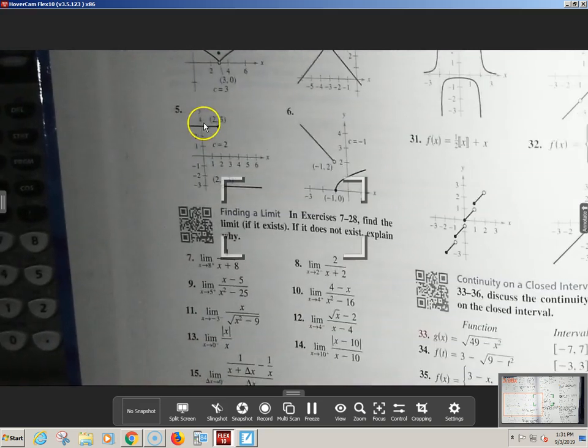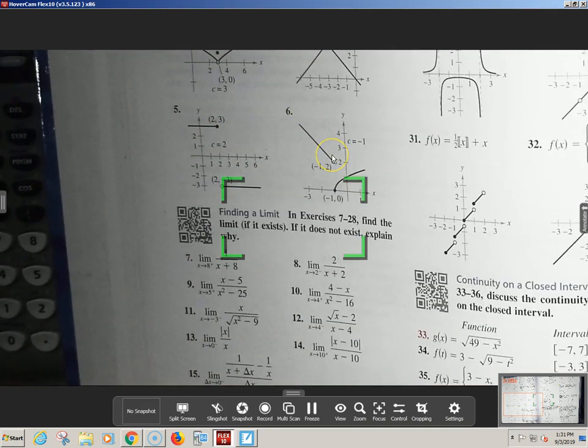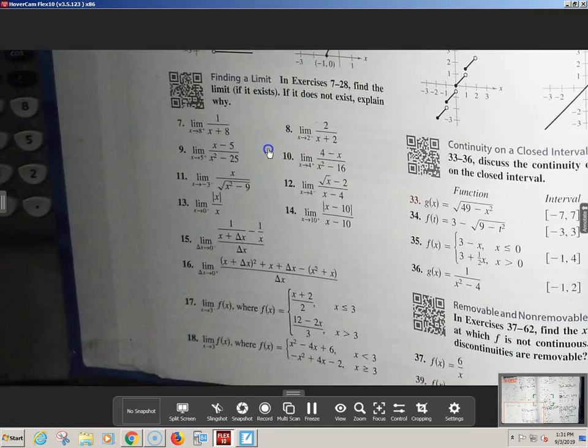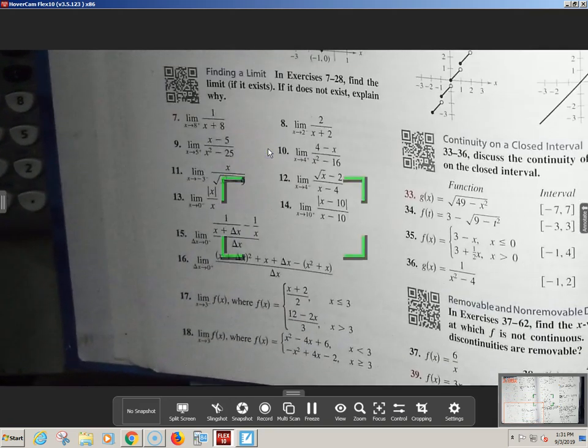But do the limits exist in 5 or in 6? No. So then it actually fails before the third condition, right? Doesn't it fail in number 2 for the definition? Now, what happens down here in number 7 through 28, I think? How do the directions change? Find a limit.